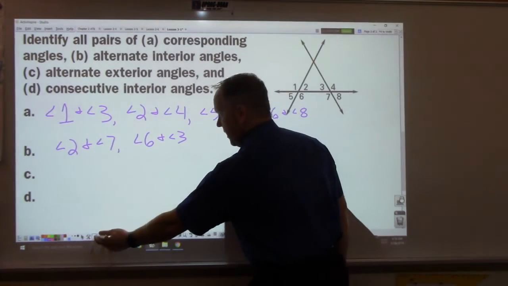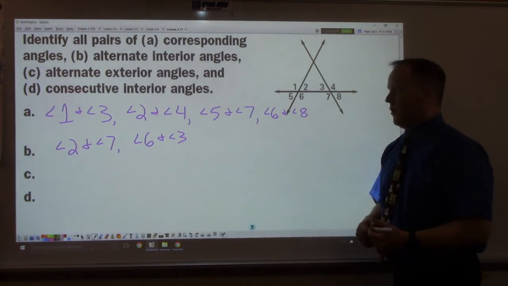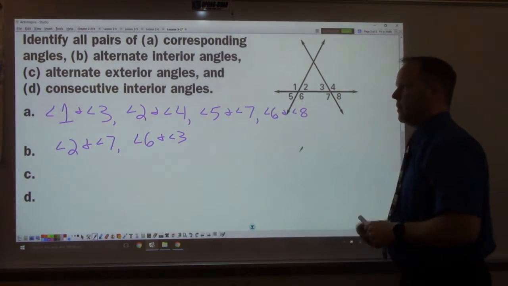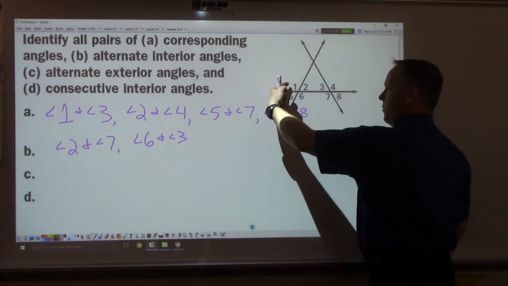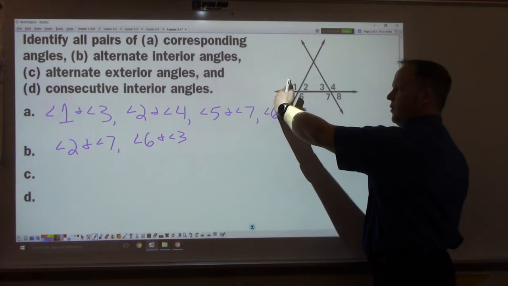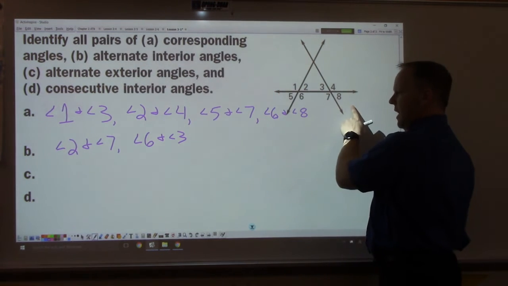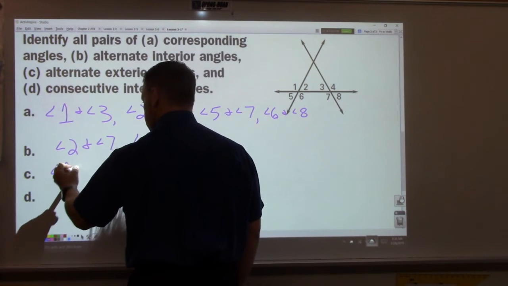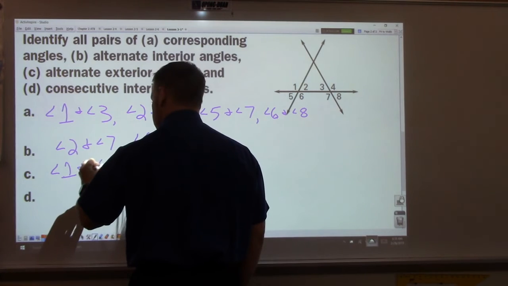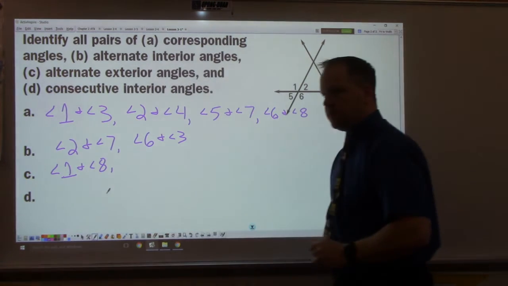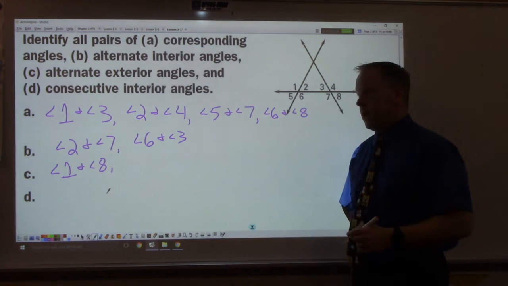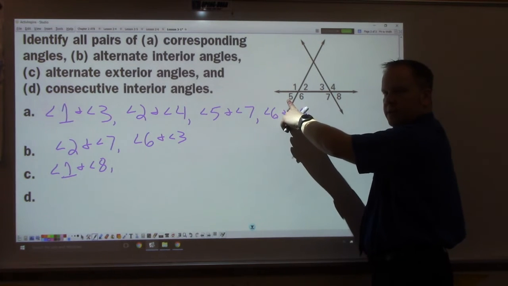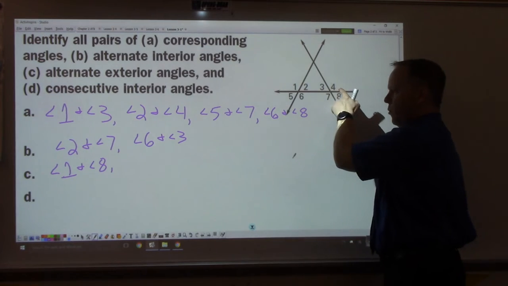Moving on to letter C is alternate exterior. Now remember, exterior is outside. What are outside and alternate? So if I'm on the outside, if I pick angle 1, it is alternate exterior with angle 8. The other pair, angle 5, is alternate exterior to angle 4.